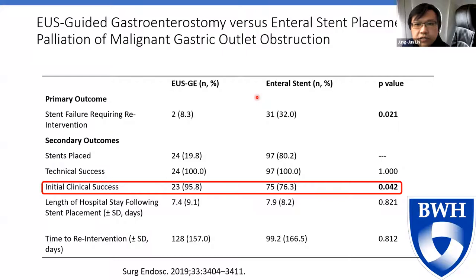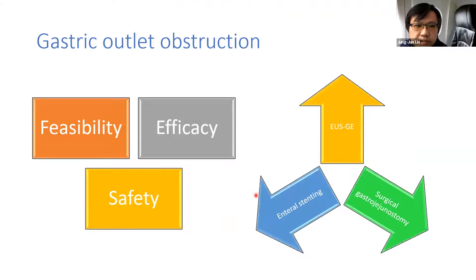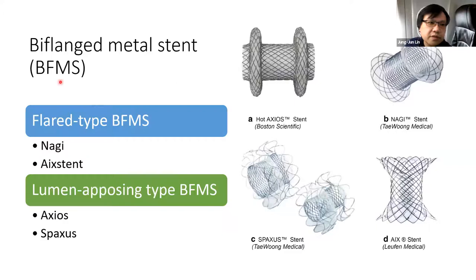So another study from the USA compared the US GJ and the duodenal stenting. As you can see, the clinical success rate is higher in the US GE, and the stent failure rate is lower in US GE compared to duodenal stenting. So the current literature supports the feasibility, efficacy, and safety of the ESGE. So maybe in the future, the ESGE is the preferred treatment strategy for gastric outlet obstruction. I think the bifurcated metal stent plays an important role in the ESGE.